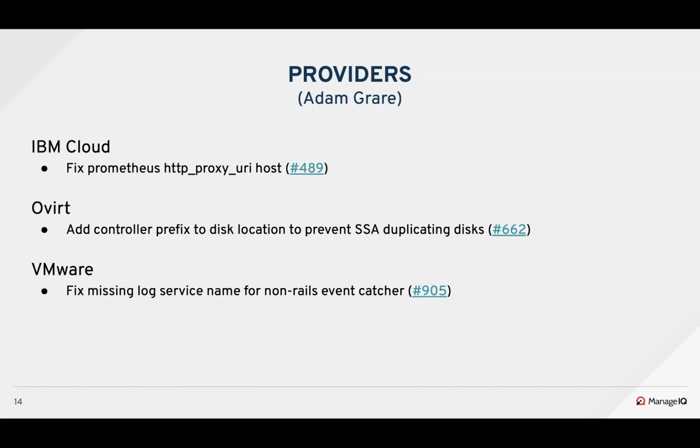And finally, for VMware, we fixed a missing log service name for the non-Rails event catcher. This was showing up just as the default ManageIQ service name in the journalctl logs, and so it wasn't showing with the rest of the regular EVM logs. So we got that fixed up. And that is it for providers. Over to Joe.